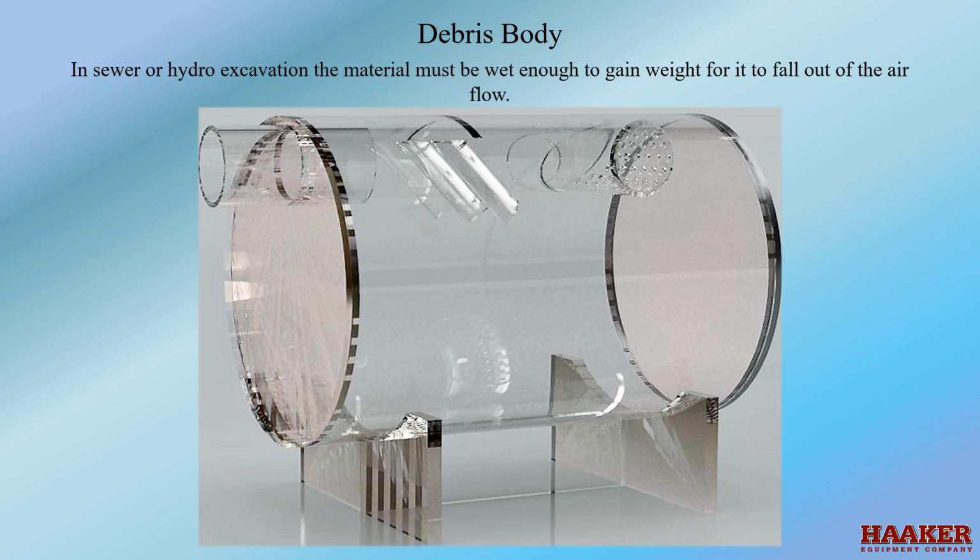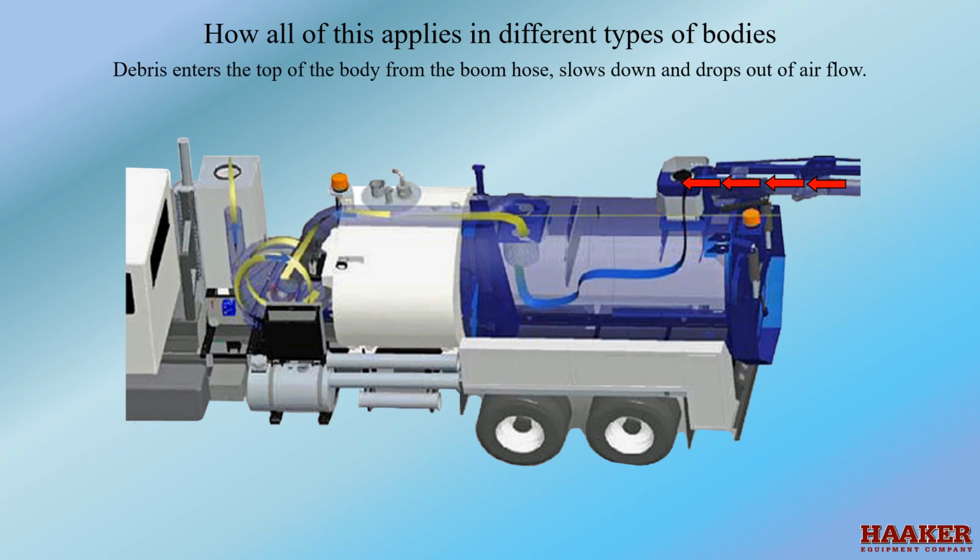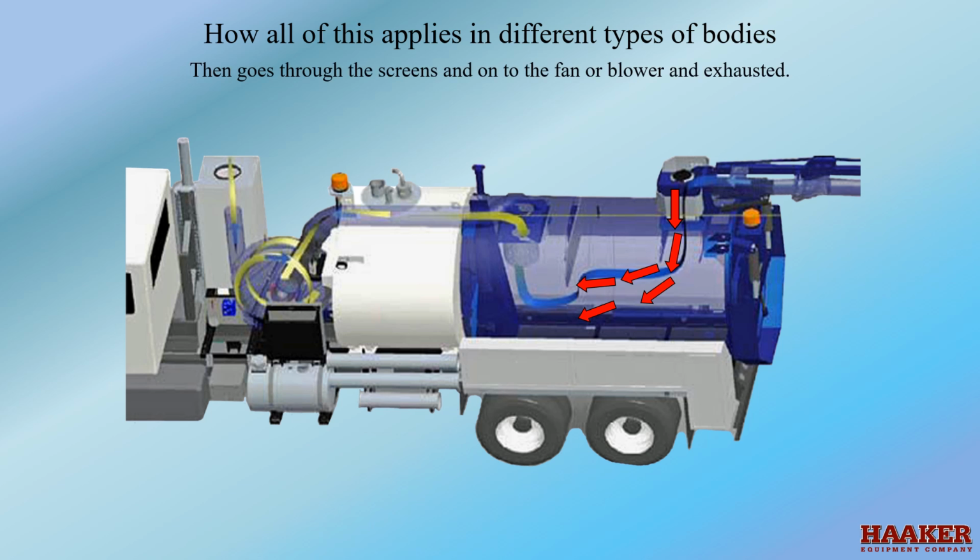In sewer or hydro excavation, the material must be wet enough to gain weight for it to fall out of the airflow. Here is how all of this applies in different types of bodies. Debris enters the top of a body from a boom hose, slows down, and drops out of the airflow. Then the air goes through the screens and onto the fan or the blower and is exhausted.